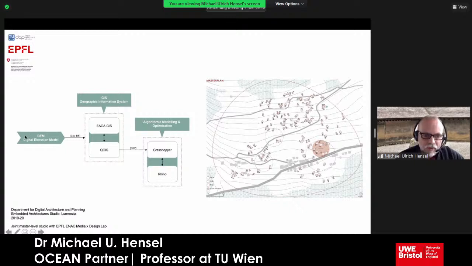So here we have a typical flow. We have the digital elevation model provided by Swiss Topo. We have the geographic information systems based data, whether from simulations or already cartographic data, fed into a process where we combine this data, where we feed this into a form generation, or in this case, a volume distribution process in Grasshopper Rhino that can, through the use of an evolutionary algorithm, produce different configurations that can be evaluated.